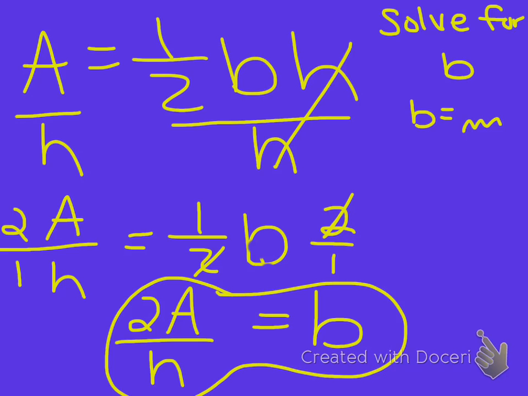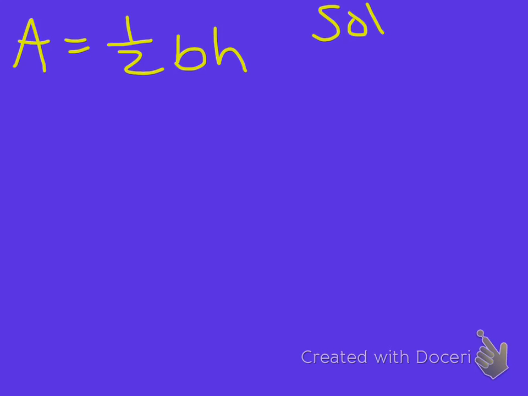Let's see what they got here. The nice one that they have here, A equals 1/2 BH, you just did this one, except we solved for B instead of H. If we solve for H, you're still going to do the same thing, so you're still going to divide. We're going to keep H there and move the B and the half.